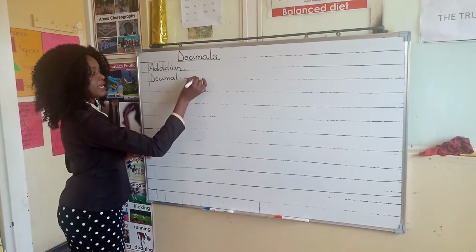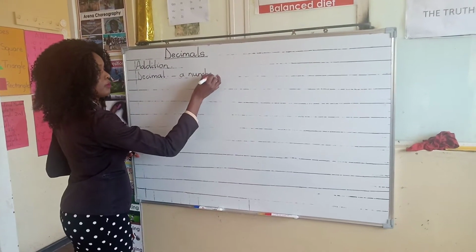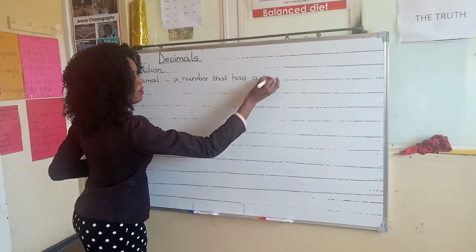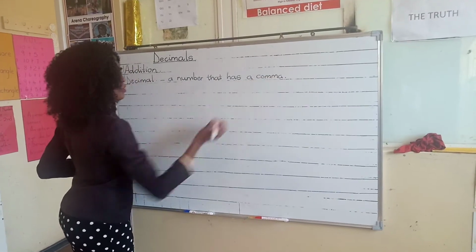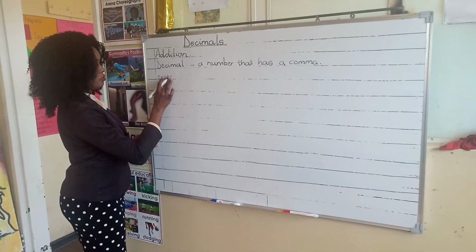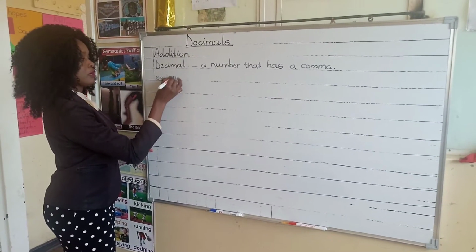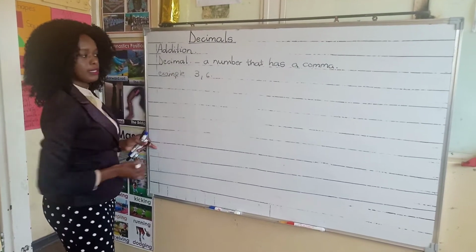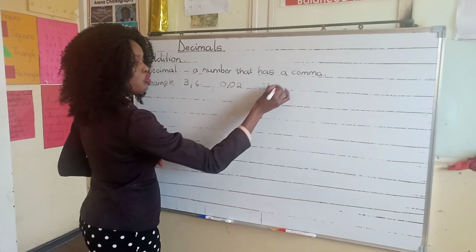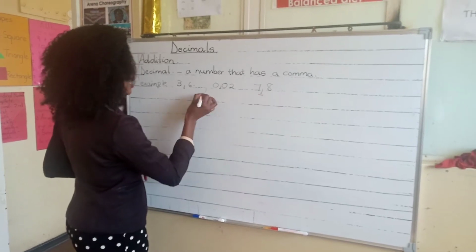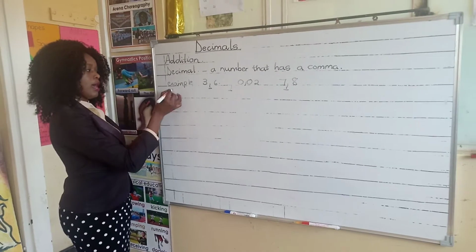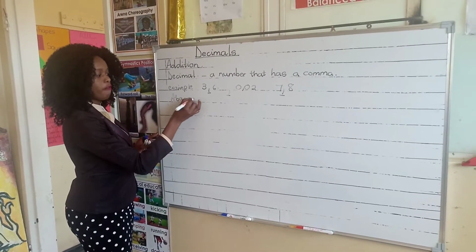A decimal is a number that has a comma. This is a decimal. For example, if you say 3,6, this is a decimal. 0,02, a decimal. 7,8 is a decimal. It is characterized by a comma. What is the abacus representation of a decimal?